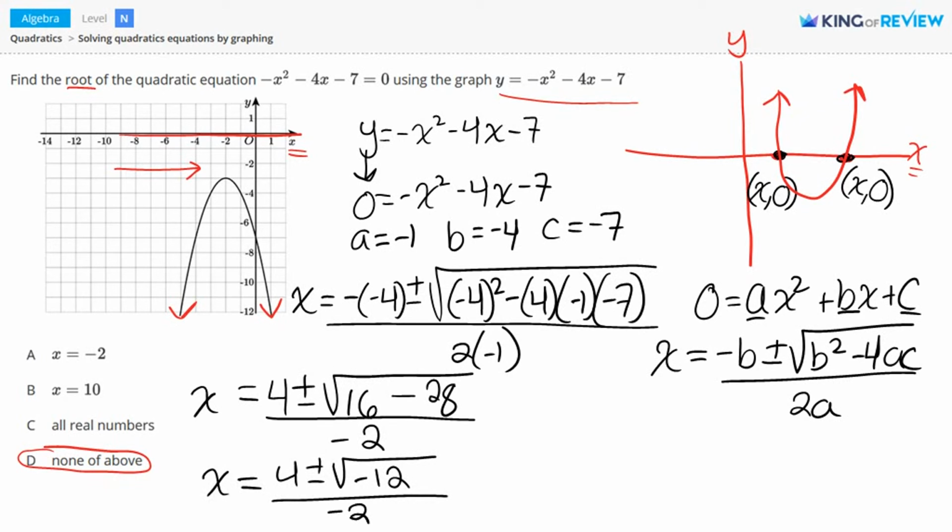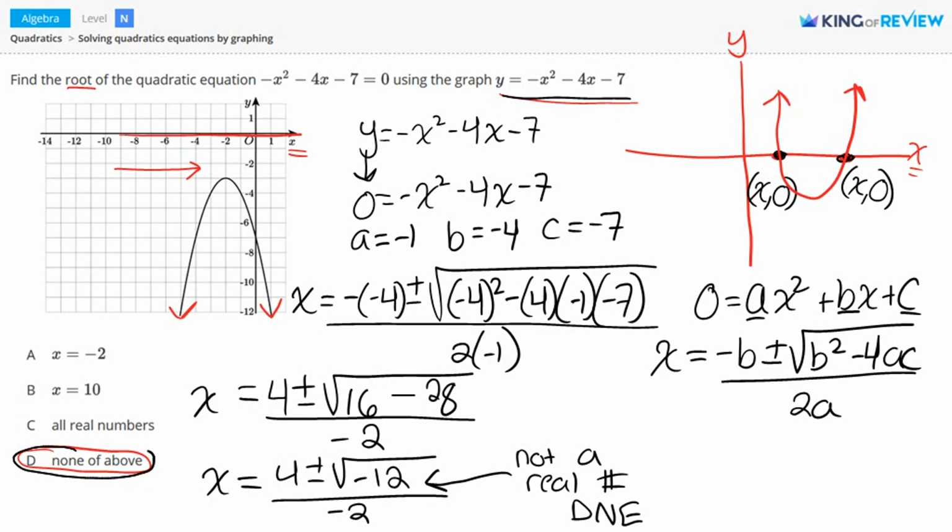Now what do you notice about this number here? We have a negative number under the square root sign. So this is not a real number. When you have a negative number under a square root sign, it is not a real number. So it does not exist. The root of this function here does not exist. So D is correct, none of the above.